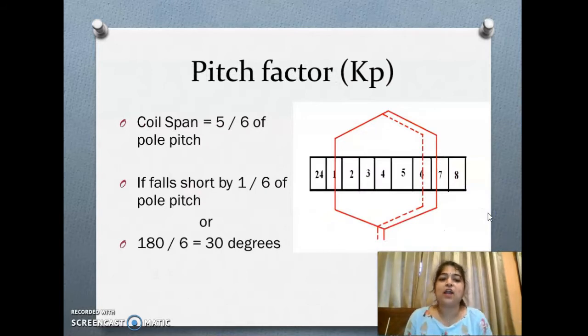So the coil span, now what we are doing is, instead of having full pitch, if we have full pitch, it will be from 1 to 7. Instead of full pitch, we are having a short pitch, which is shorted by 1 slot. So the coil span became 5 by 6 of the pole pitch, while it is shorted by 1 by 6 of pole pitch. And in angle, if we talk, it is 180 by 6, which is 30 degree, which is nothing but beta, the angle by which it is shorted.